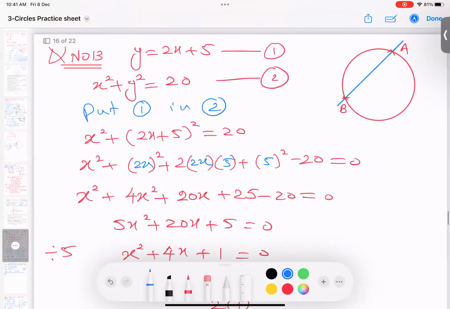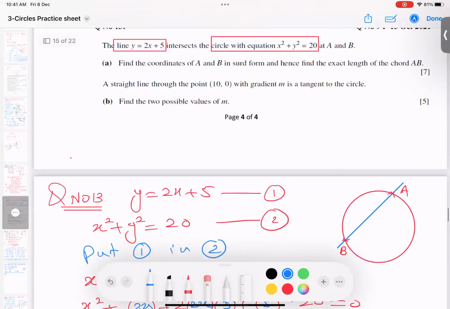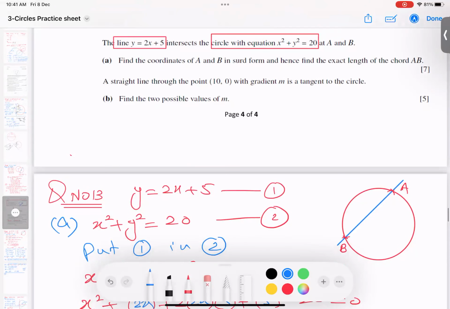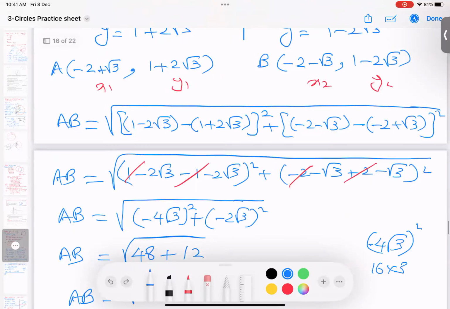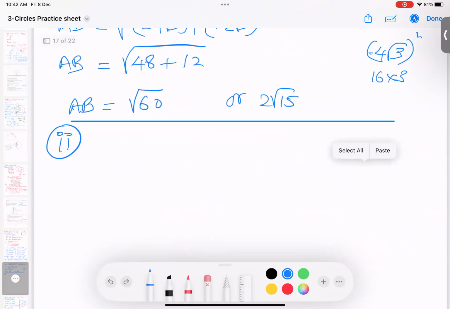And the next part is, what is it asking, students? Part number 2, part A. Sorry, there's a part A and a part B. Very important, interesting part. 7 marks done, 5 marks still to do. 5 marks: a straight line passes through 10, 0, and gradient M, is a tangent to the circle. Okay, I repeat. We need a straight line to make it. In the previous part the line was given, but in this part we have to make a line. And what is the point? 10, 0, and gradient is M.